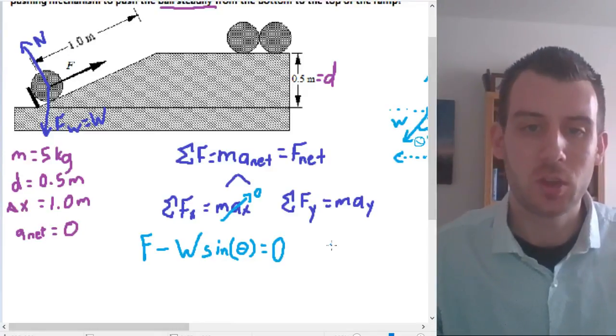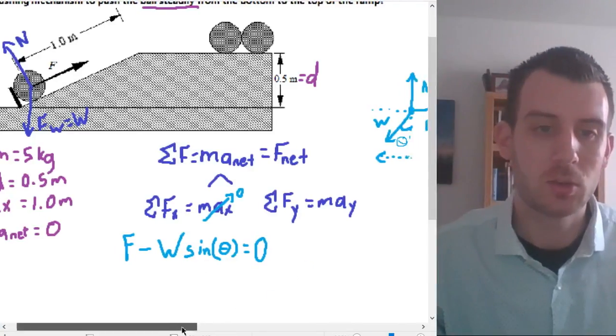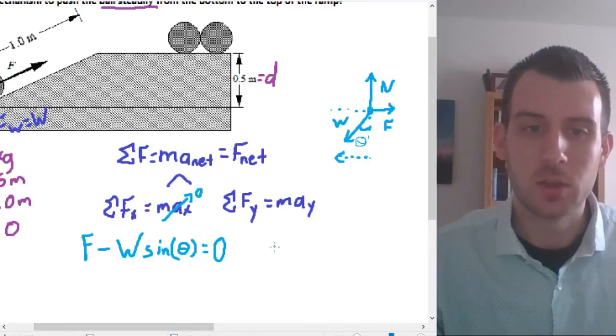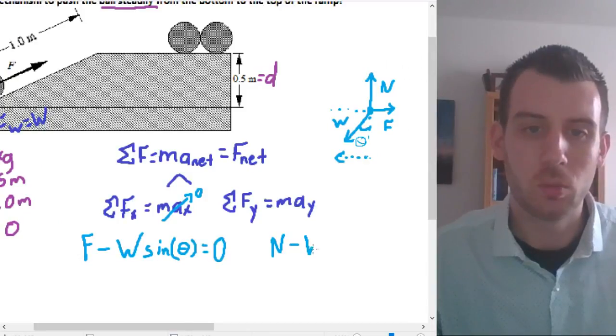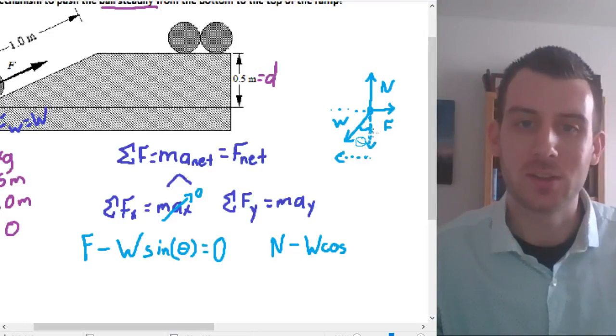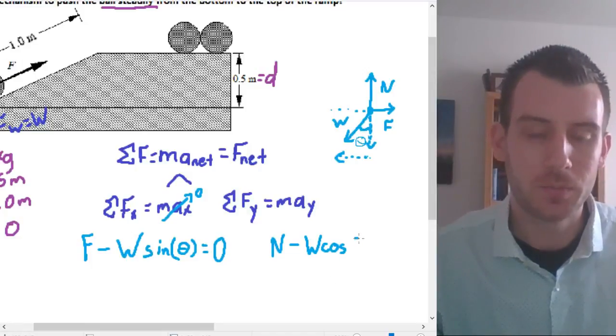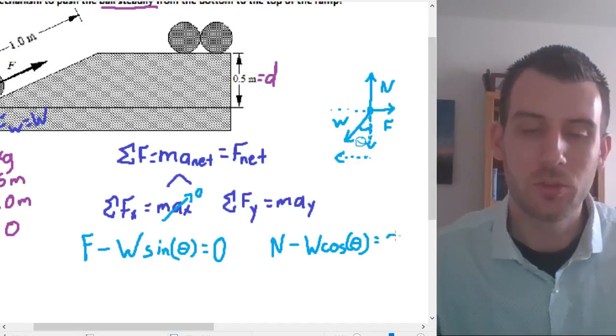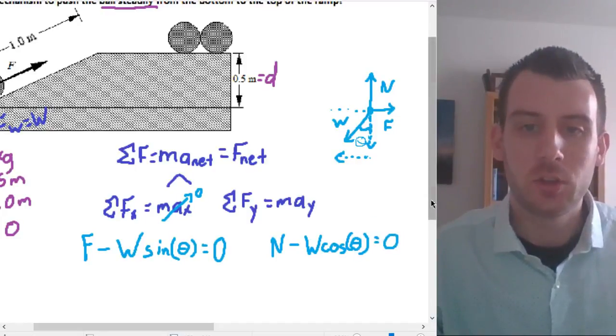Great, let's write that for the other one, because now let me go back to our diagram. Over here I've got the normal force moving up in the y. I've got a component of the weight that is going down. This time it's going to be my cosine, because I'm looking at this component that is directly adjacent to my angle theta, equals 0.